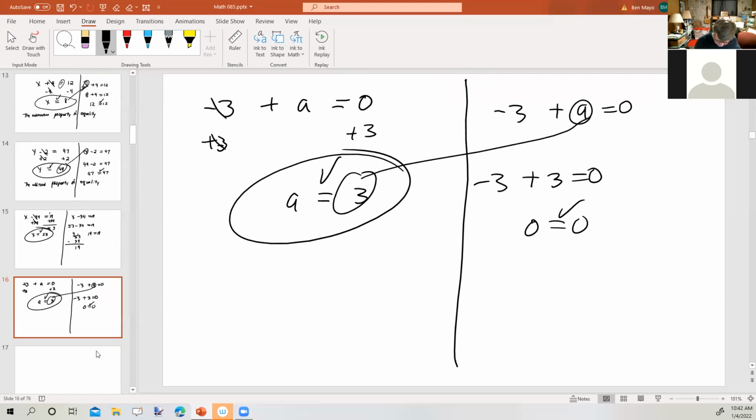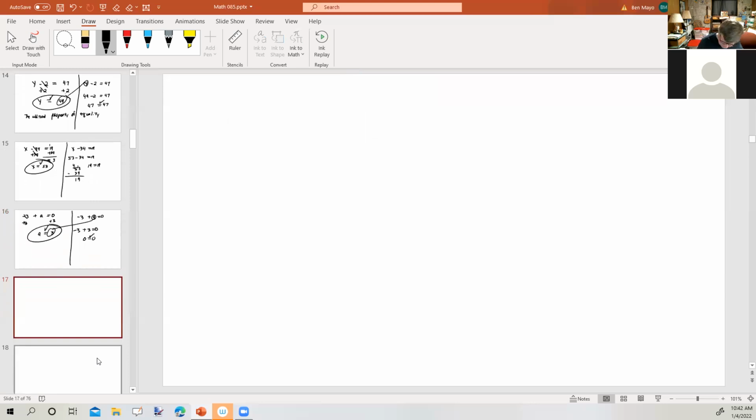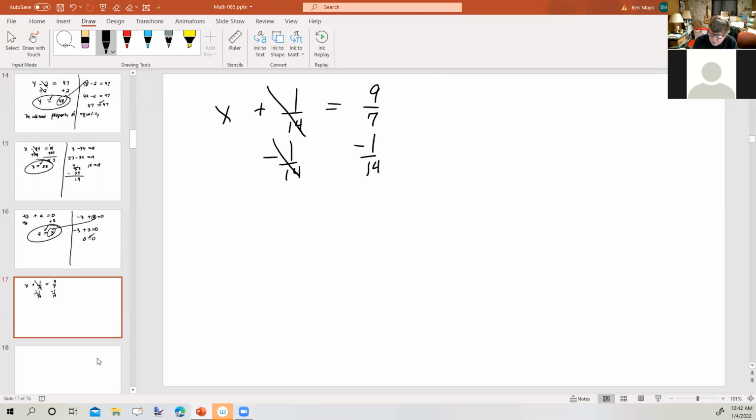Let's see here. How about this one? x plus 1/14 equals 9/7. So to solve this equation, we're going to have to subtract 1/14 from both sides of the equation. x plus 1/14 minus 1/14, those would cancel out. We get x equals 9/7 minus 1/14.